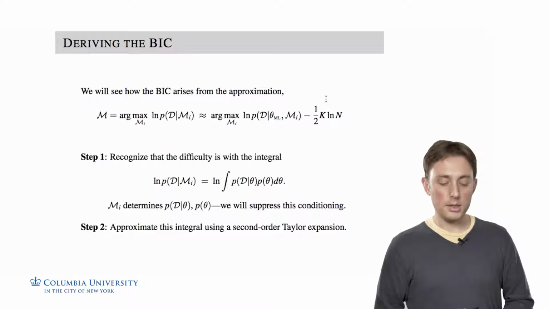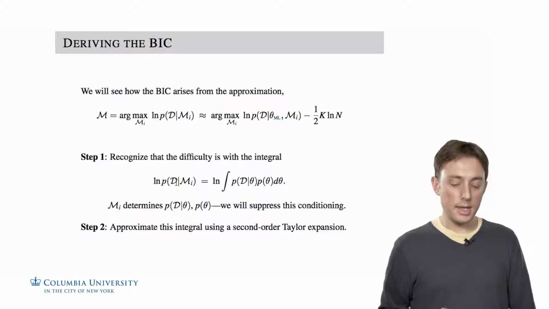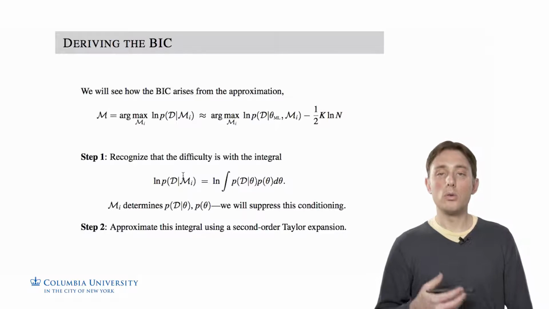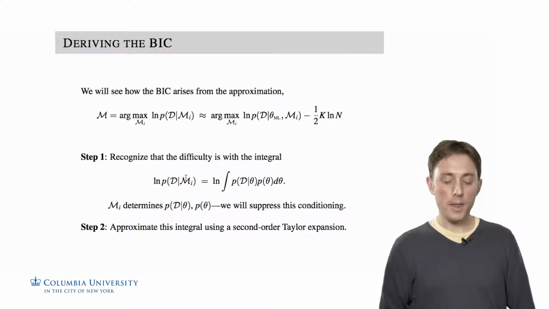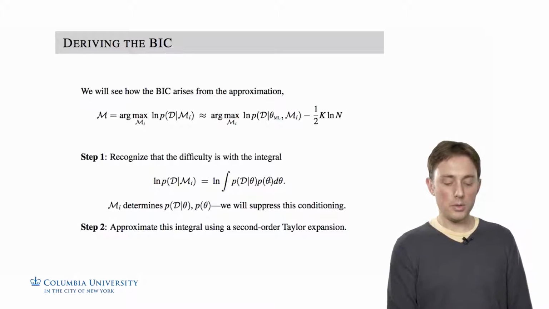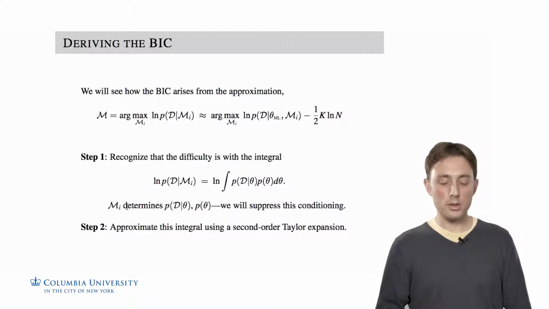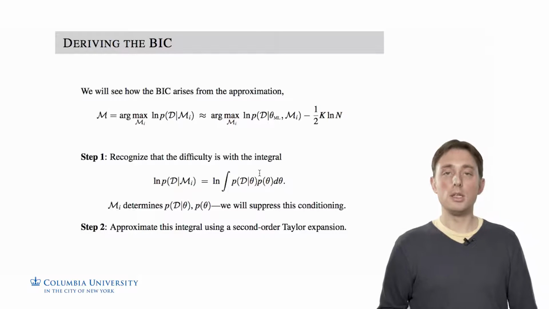So first, let's notice that the difficulty is with the integral. I'm rewriting the integral with the correct ordering here, where we say that the log of the likelihood of a data set given the model order, given the particular model that's chosen, is equal to the log of the integral of the data given a parameter setting times the prior probability of that parameter setting that we define. Again, both of these probabilities are going to be conditioned on Mi as well, the model that we've actually chosen, but in the rest of the lecture I'm going to suppress the conditioning on the model.